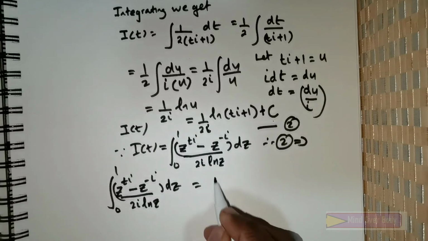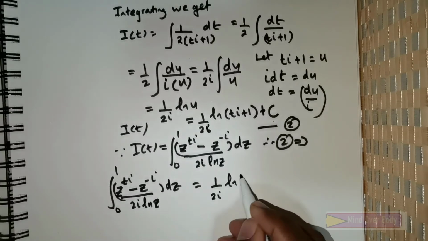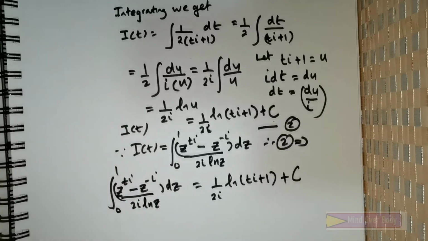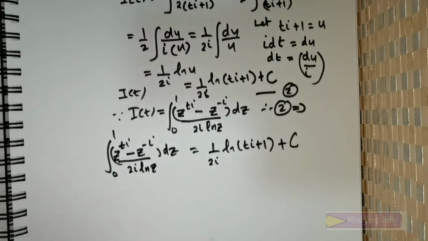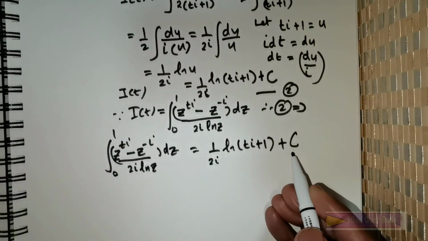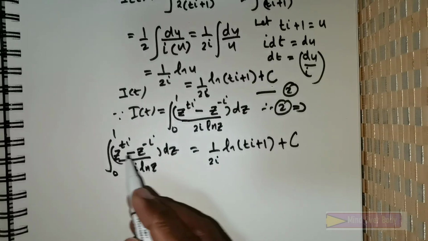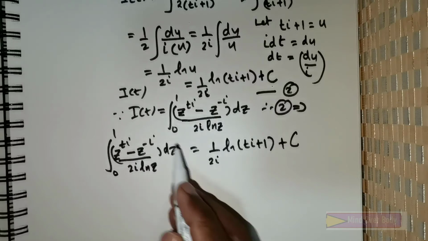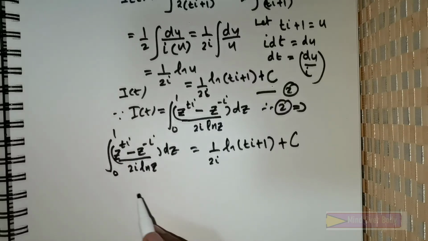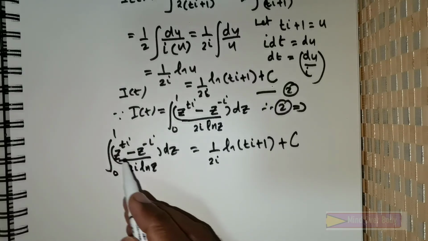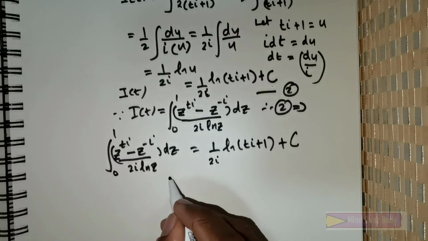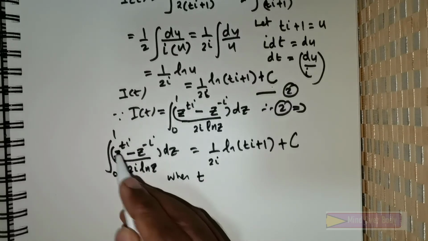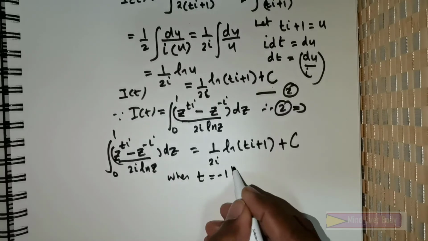On the right I've got 1 over 2i ln of (t i + 1) plus an arbitrary constant c. Now I need to get the value of c. The only way is to make this quantity 0. That is the only possibility that we have got. And this quantity can become 0 when I take t equal to negative 1.